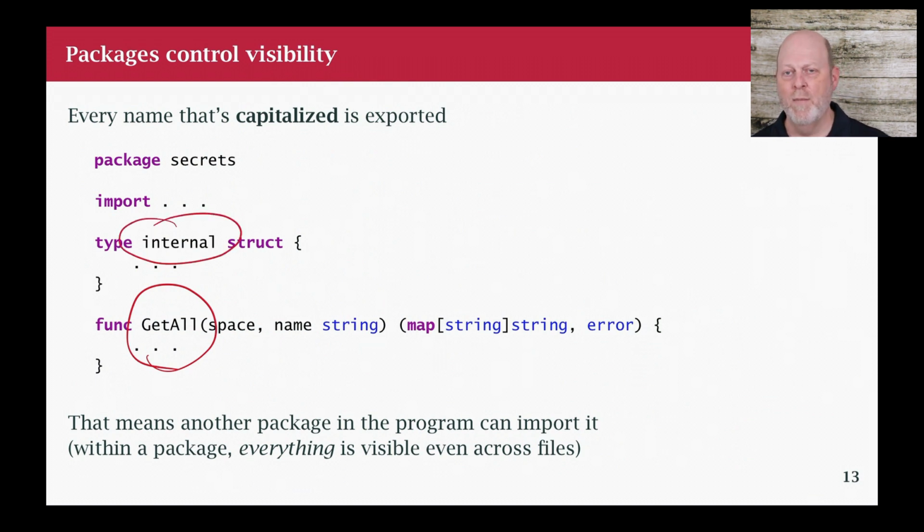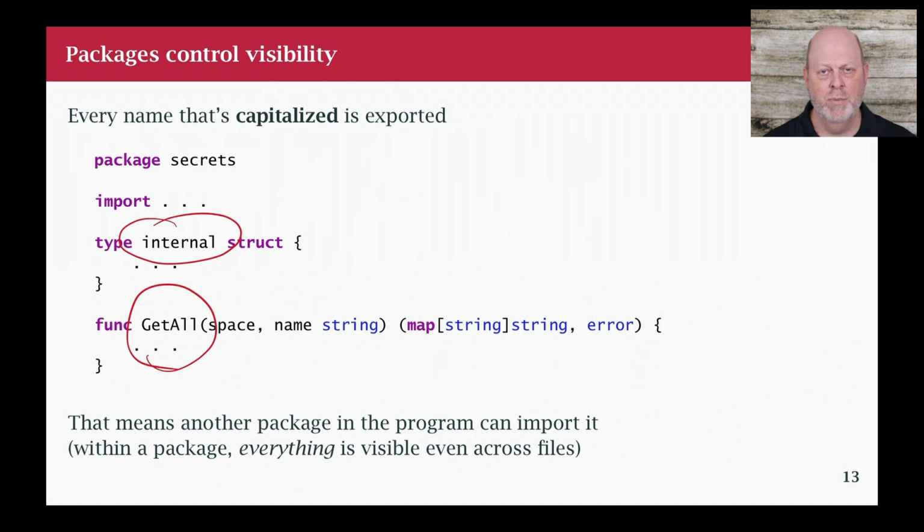Now, a package can have more than one file. There can be 3 files of Go code in a package. All 3 files see everything in the package. Okay, so anything in one file is visible to the other files, but everything in the package is only visible inside the package unless it's exported by being a capital letter.